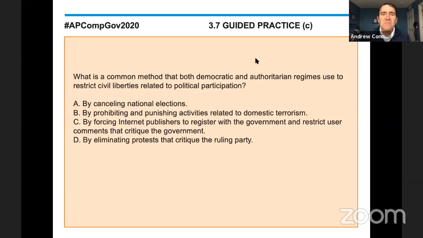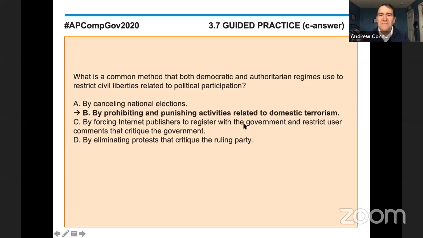But what is a common method that both democratic and authoritarian regimes use to restrict civil liberties related to political participation? It can be a tricky one. How do democratic and authoritarian regimes have a similarity? And that is that if there are acts of domestic terrorism, both democracies and authoritarian governments come in and prohibit and punish activities related to speech, related to domestic terrorism.